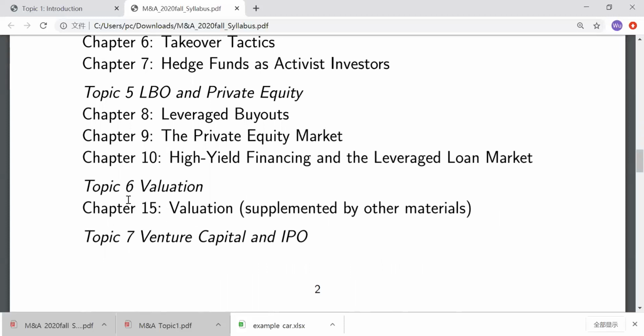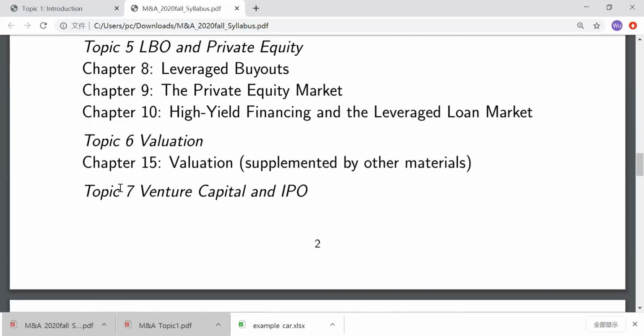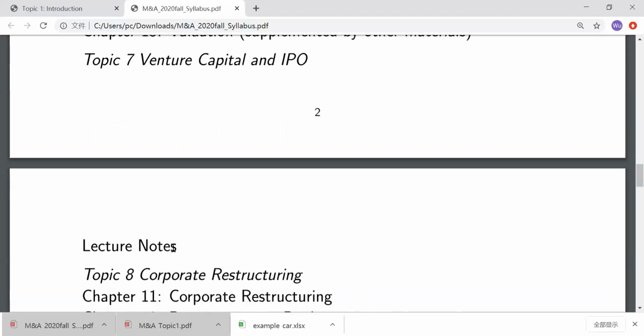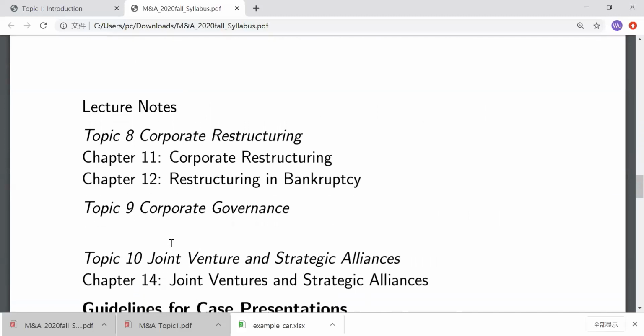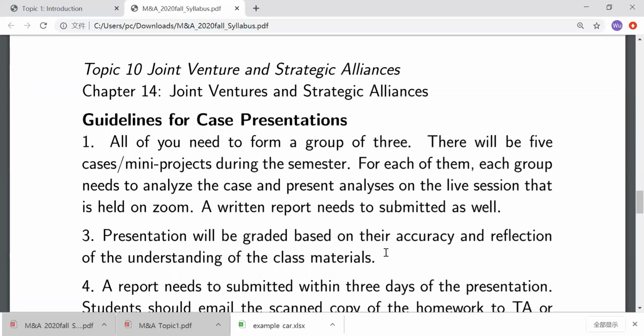Topic 6, we're going to talk about valuation, and this part I'm going to supplement with other materials. Topic 7, we're going to talk about venture capital and IPO. Also, I'm going to supplement with my lecture notes elsewhere. Topic 8, we're going to talk about corporate restructuring. Next, corporate governance. And finally, joint ventures and strategic alliances. So it's about 10 topics.